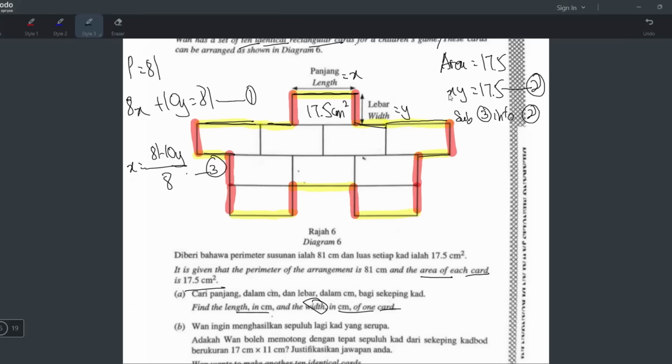So what happens now? Your equation 2 becomes y times x equals 17.5. And then for the x you substitute this one, 81 minus 10y over 8. X times y and y times x is the same thing. All right, now the y multiplies in to become 81y, and then y times 10y is 10y square. And the 8, if you want to do it fast, you can straight away move to multiply. So 17.5 times 8, you straight away get 140.